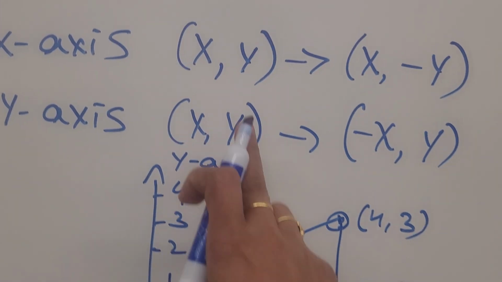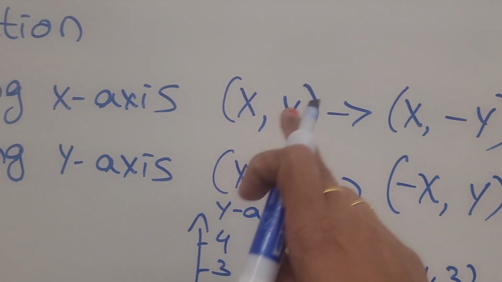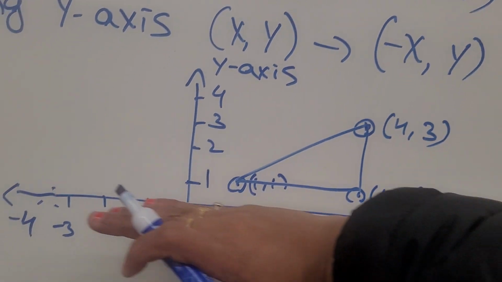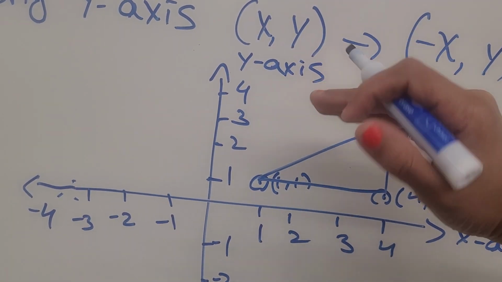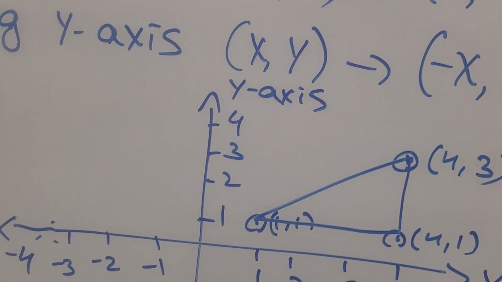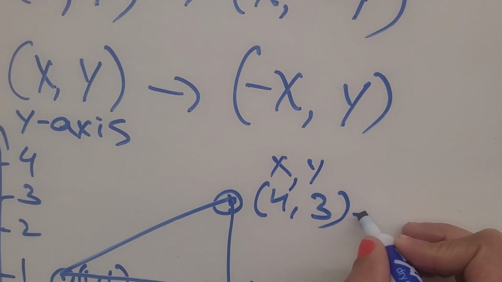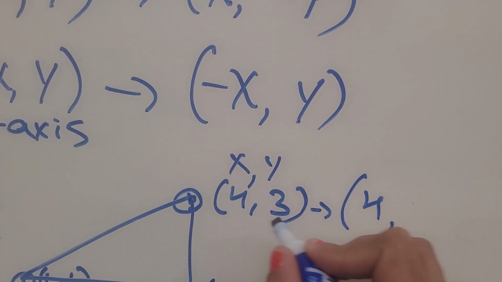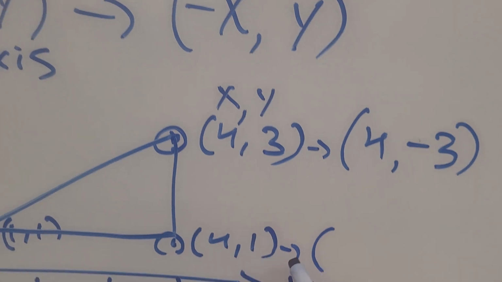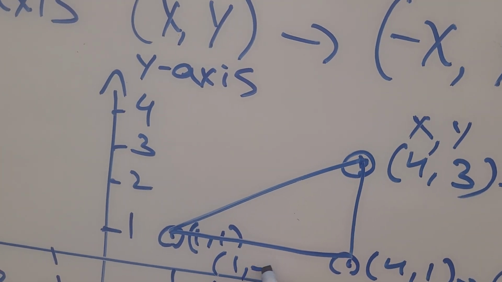For doing that, we are going to apply reflection along the x-axis. (x, y) gets changed to (x, -y). Along the x-axis, when it is reflected, the figure gets changed from here to here. So the y coordinate gets changed to negative. So this is (x, y), and it should be changed to (x, -y). I'm applying the negative sign to the y coordinate. And (4, 1) becomes (4, -1). (1, 1) becomes (1, -1).